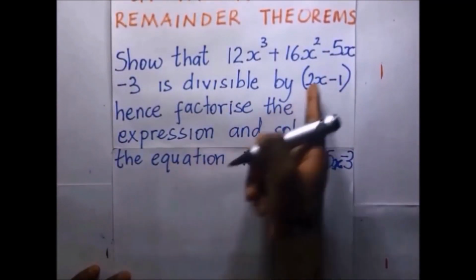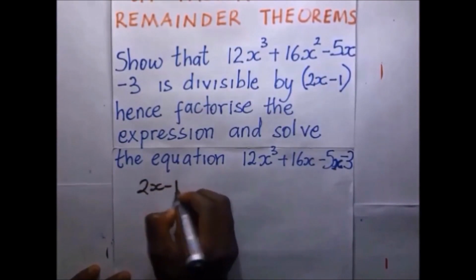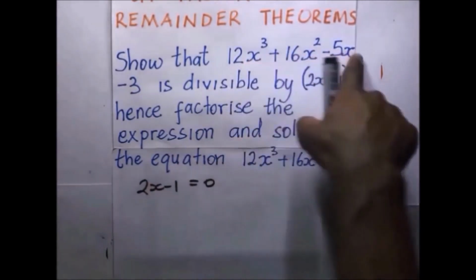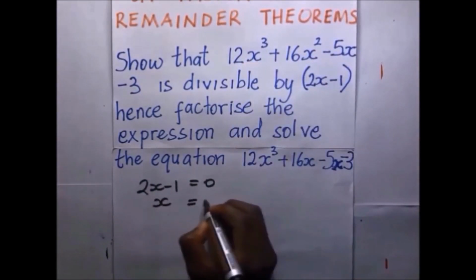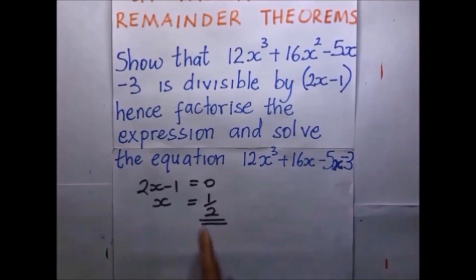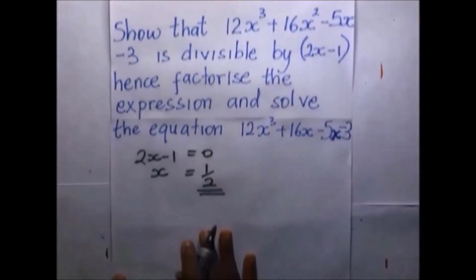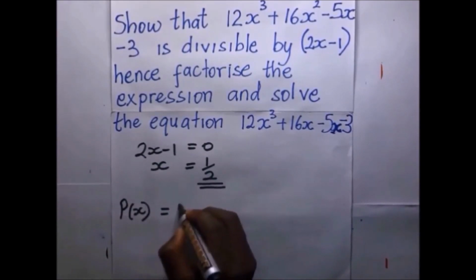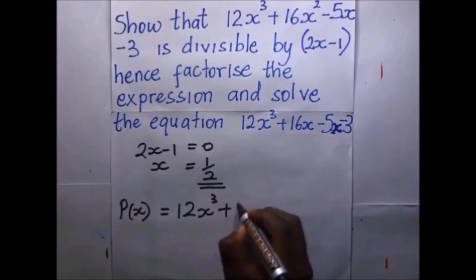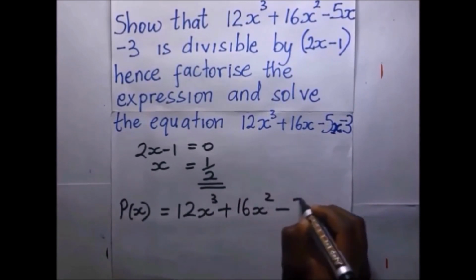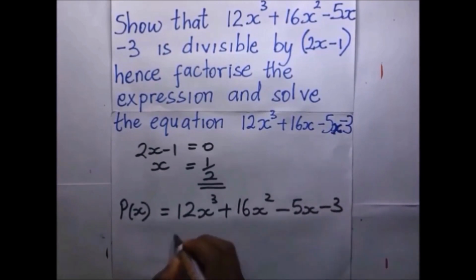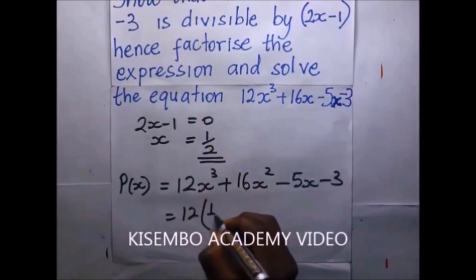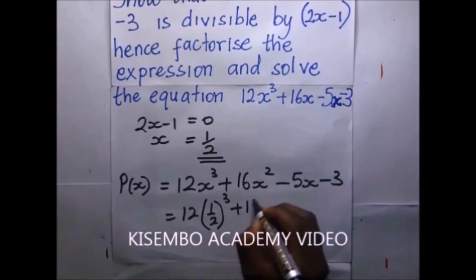If this is to be divisible by that, then 2x minus 1 should be equal to 0. And to get the value of x that we are supposed to substitute into this polynomial, it will mean that x is going to be equal to a half. So we substitute a half in that. Our p of x, our polynomial, is equal to 12x cubed plus 16x squared minus 5x minus 3. So that's going to be equal to 12, substituting a half here, cubed plus 16.